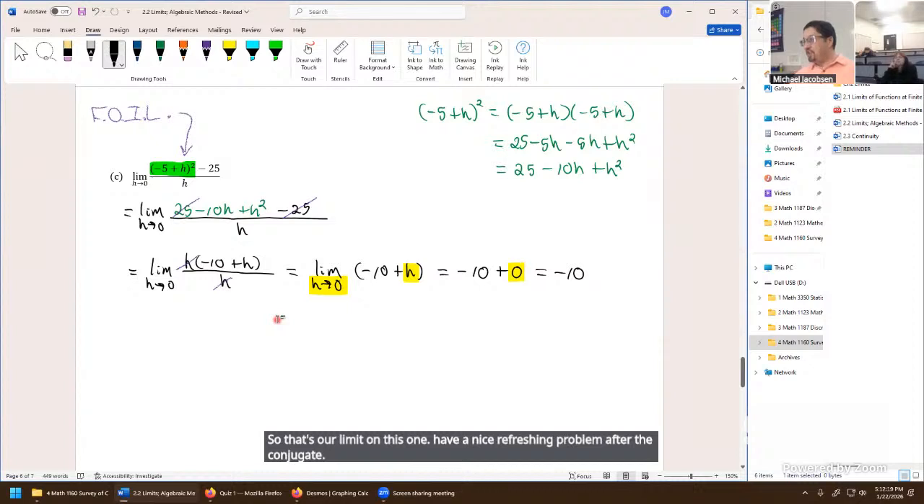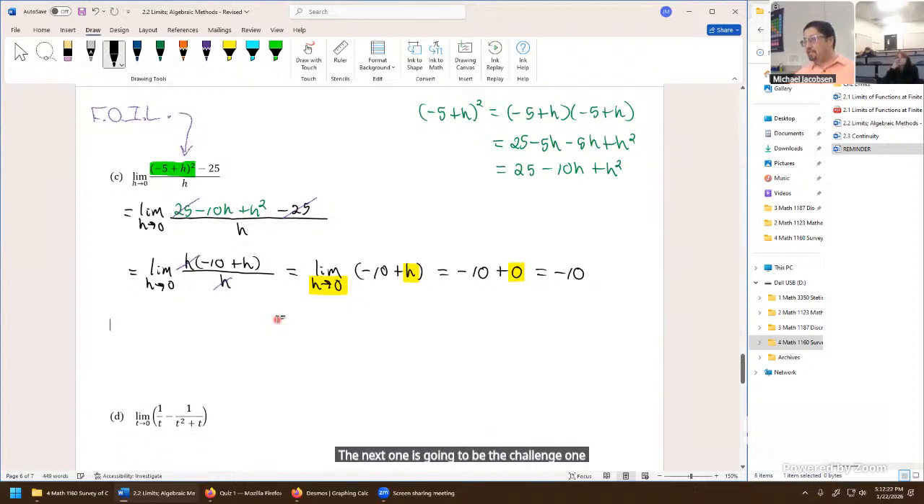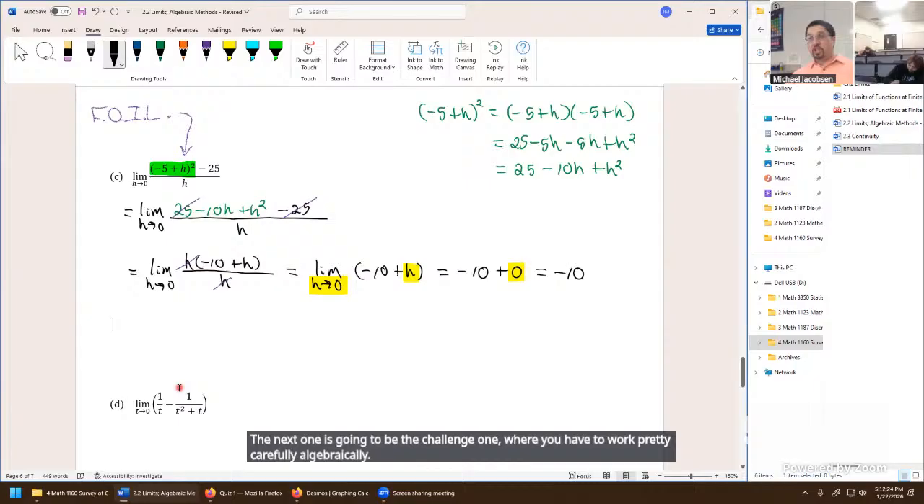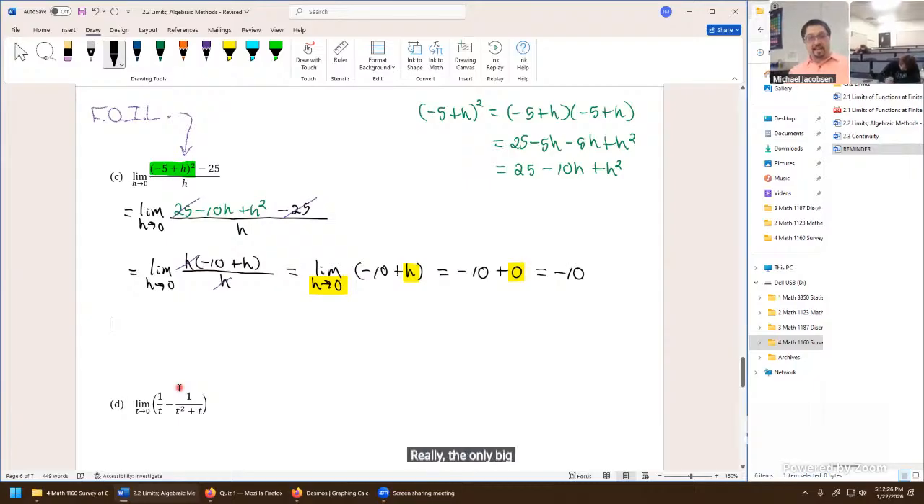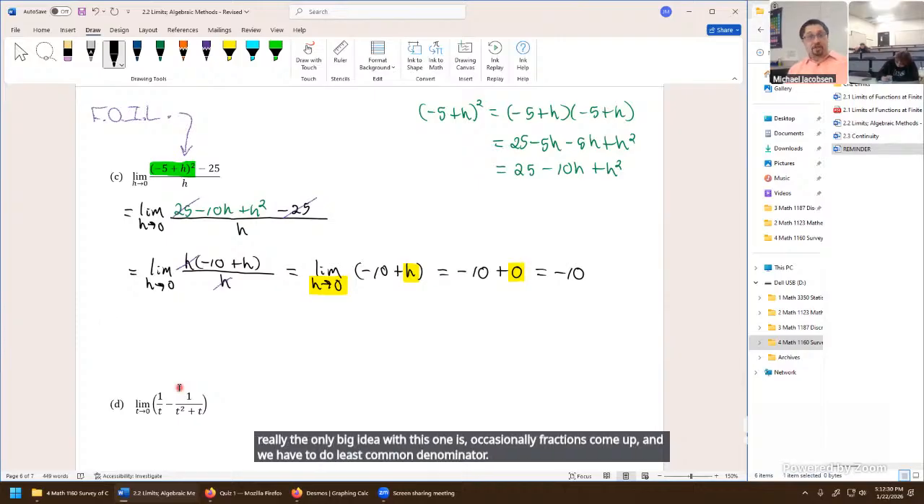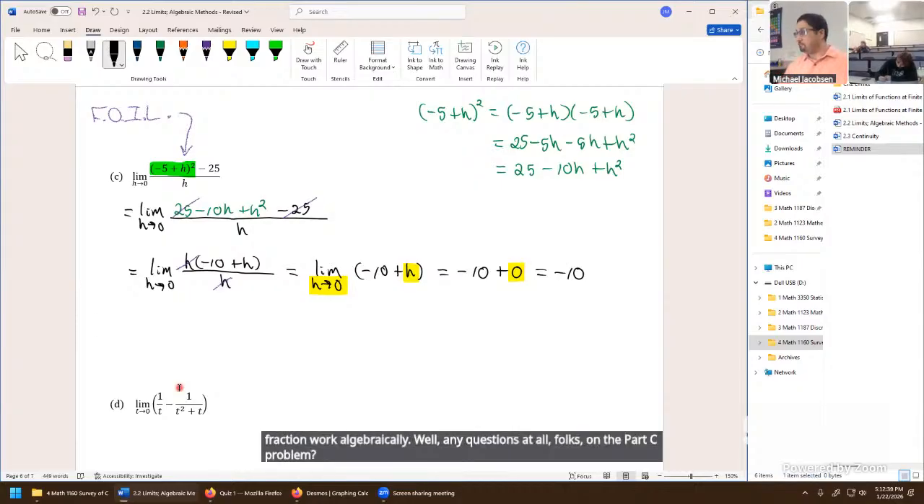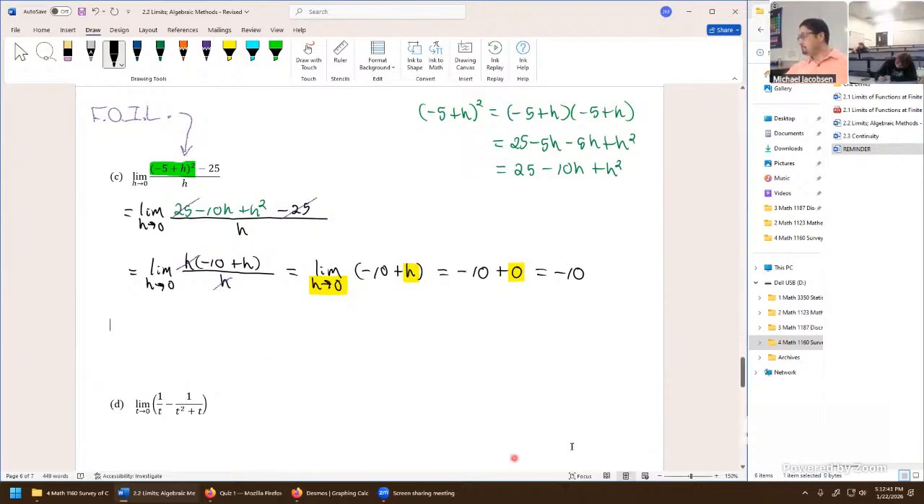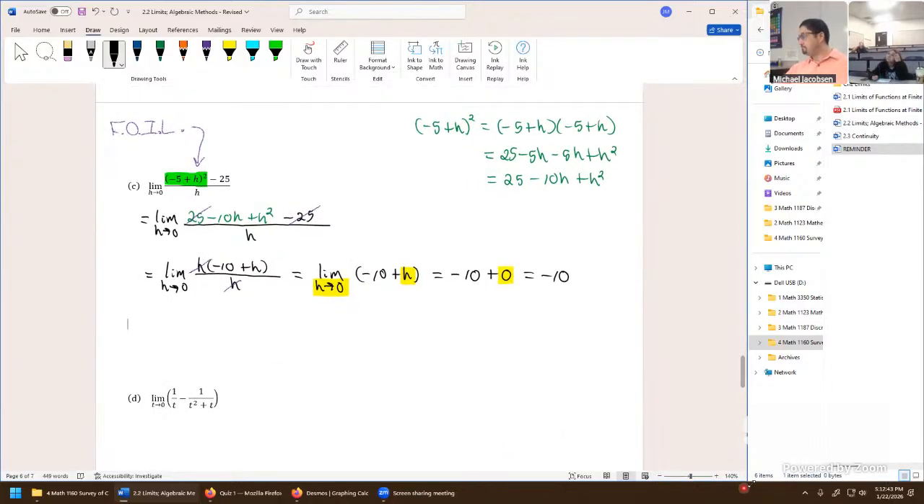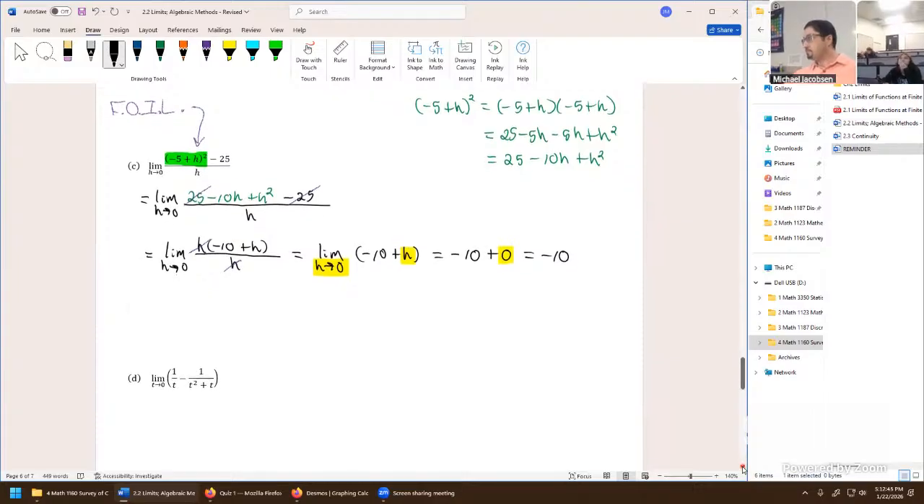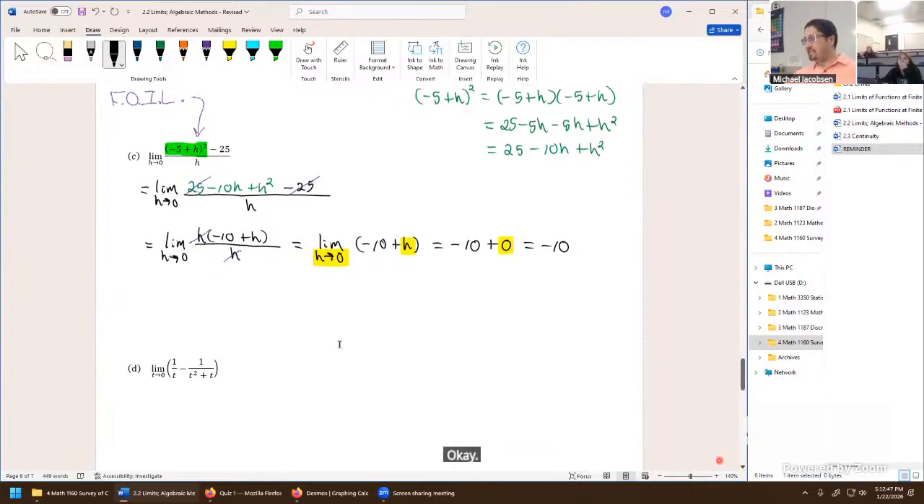The next one is going to be the challenge one, where we have to work pretty carefully algebraically. Really, the only big idea with this one is occasionally fractions come up, and we have to do least common denominator fraction work algebraically. Well, any questions at all, folks, on the part C problem? Okay, let me leave that one here.